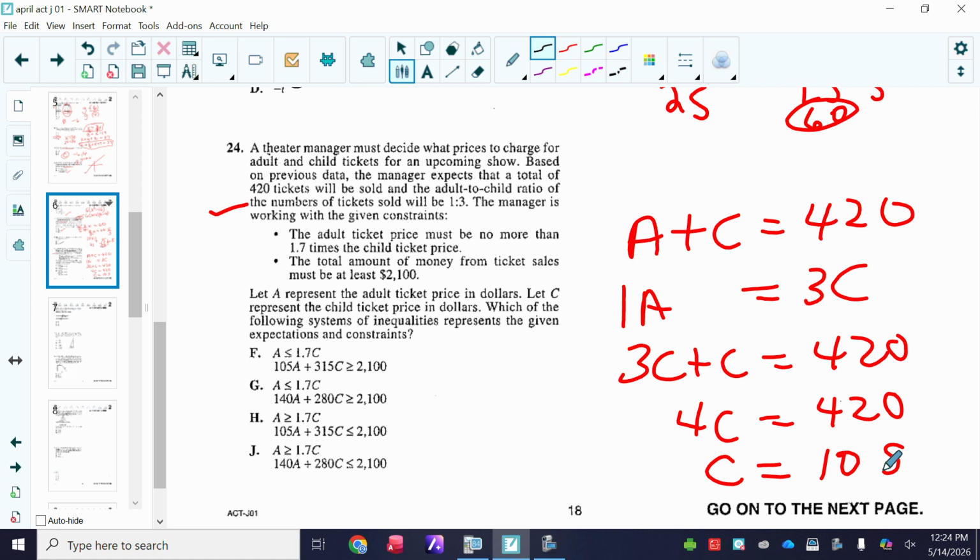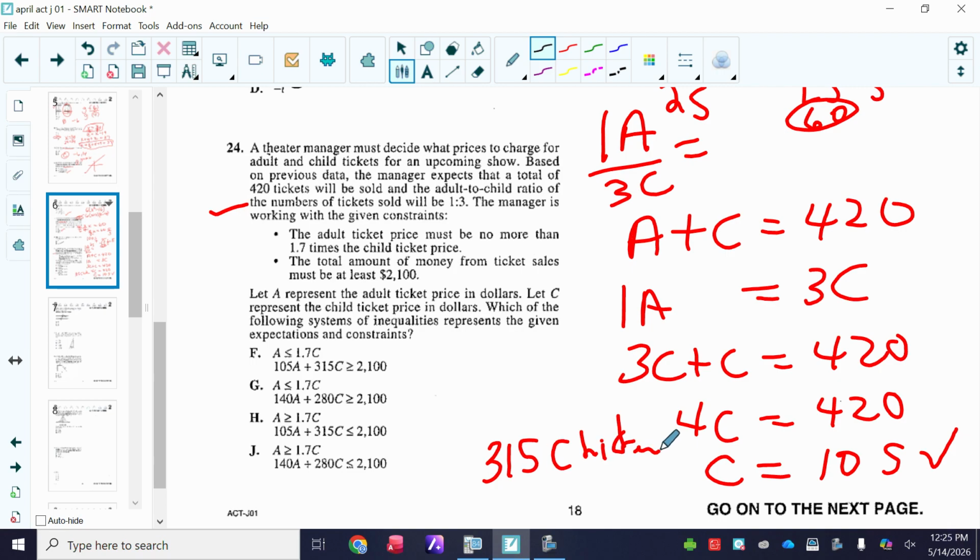It's the other way around. 1 to 3 is the opposite. You sell 1 adult for 3 children, means the equation is 3C equals A. So you're going to end up with 105 adults. I have it crisscrossed, sorry. And 315 children. So I had it backwards in the equation. I apologize. So it's 105 adults.